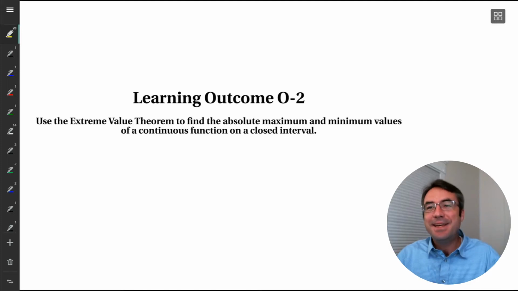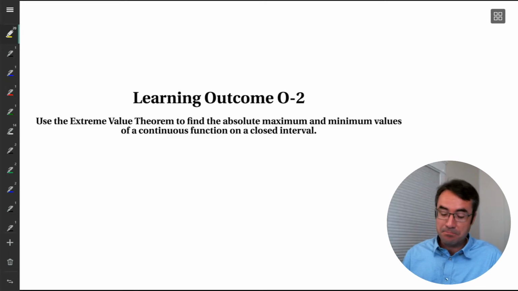Welcome everyone. In this lesson, we're going to see how to use the extreme value theorem to help us find the absolute maximum and the absolute minimum values of our continuous function that's defined on a closed interval. We're going to see what this extreme value theorem says, but the two key things here: we need a continuous function and we need a closed interval in order for this theorem to work. So let's actually get to the theorem.